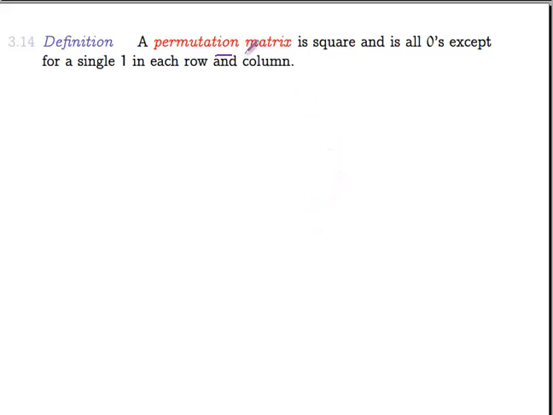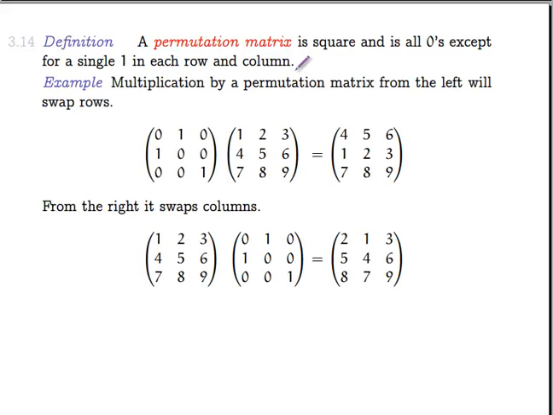Another definition, a permutation matrix is square and is all zeros except for a single one in each row and each column. So each row has a unique 1 and each column has a unique 1. So it's kind of like the identity matrix rearranged. If you have a 3 by 3 permutation matrix, it has 3 ones in it, and you have to place one 1 in each row and each column.